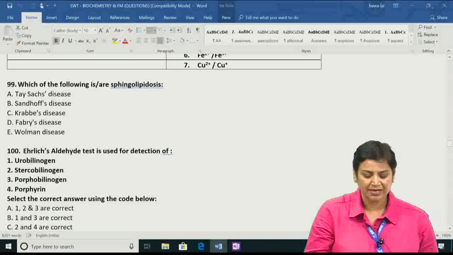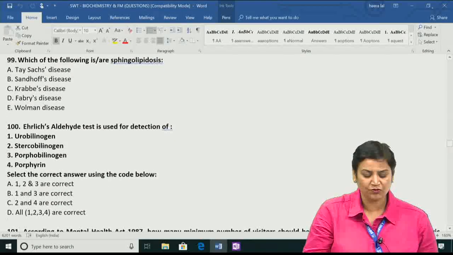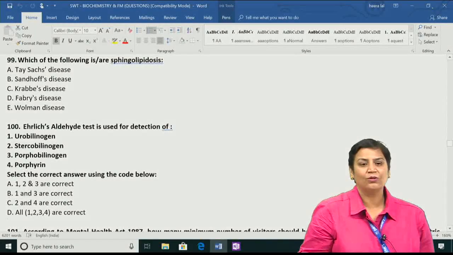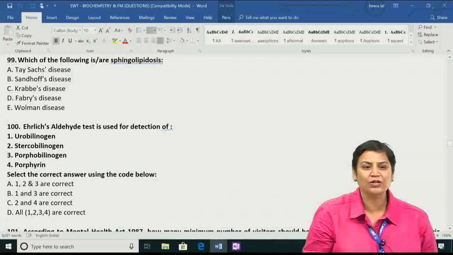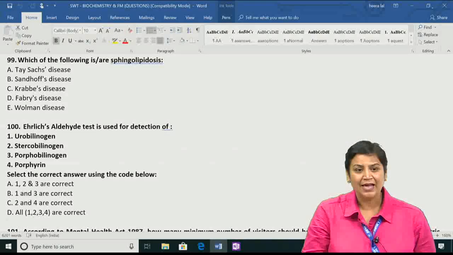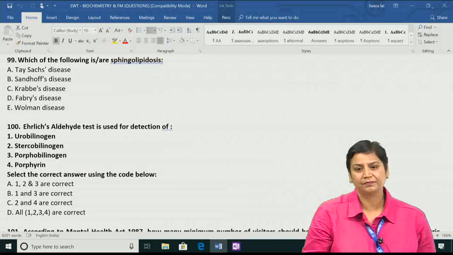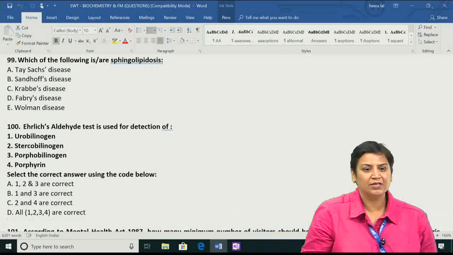Then the last question is, Ehrlich aldehyde test is used for the detection of. Now this aldehyde test is used for the detection of urobilinogen and porphobilinogen. So the answer would be 1 and 3 are correct.